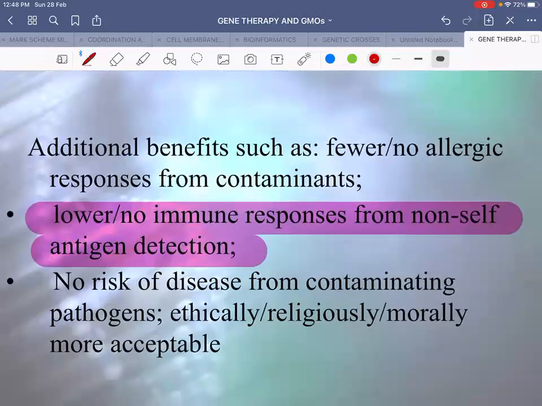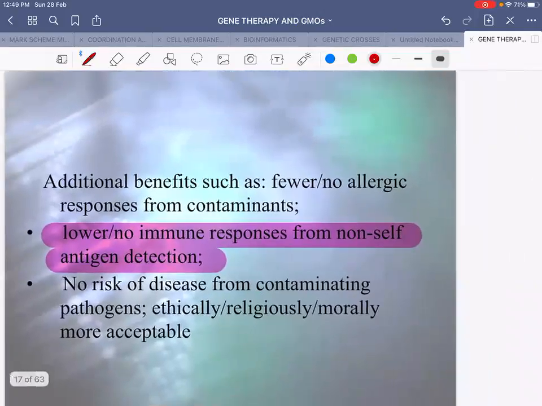कि bacteria में there is a less chance of allergic responses, right? जैसे अगर हम viral vectors use करें, अगर हम उससे compare करें, so the chance of allergic responses or immune responses from bacteria is less. There is no risk of disease from contaminating pathogens. Ethically, religiously, morally more acceptable. So when we are using organisms like bacteria for genetically manufacturing proteins like insulin, growth hormone, thyroid stimulating hormone, it has many, many advantages. These are all the examples of advantages.